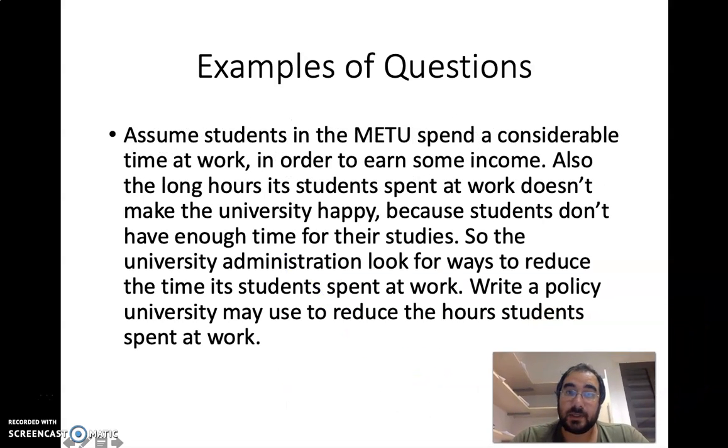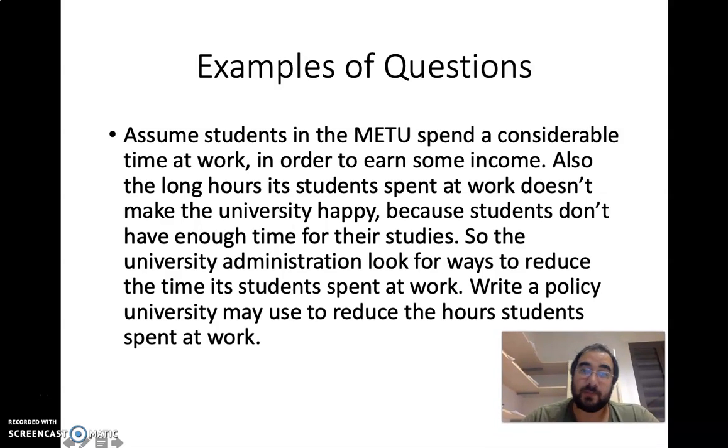Assume workers at METU spend considerable time working in order to earn some income. Also, the long hours students spend at work don't make the university happy, because students don't have enough time for their studies. So the university administration wants ways to reduce the time students spend at work. Write a policy the university may use to reduce the hours students spend at work.